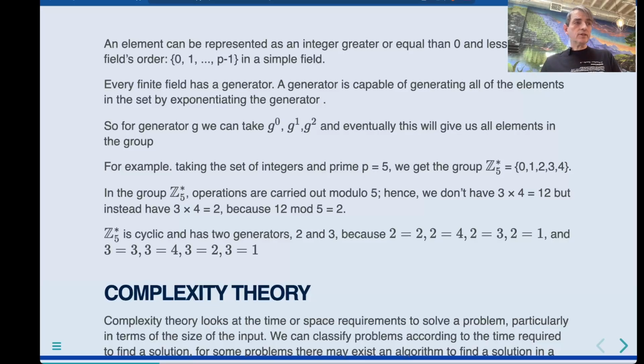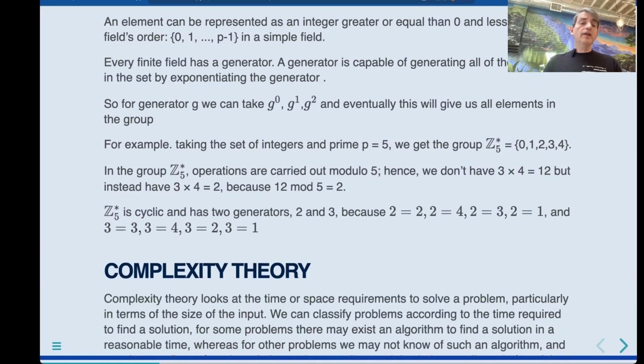And that will give us all of the elements within our field. If you want a toy example of this to practice with, you can use a very small set of integers. So here we've got the group 0, 1, 2, 3, 4. We're doing modular arithmetic. The prime number here is 5.